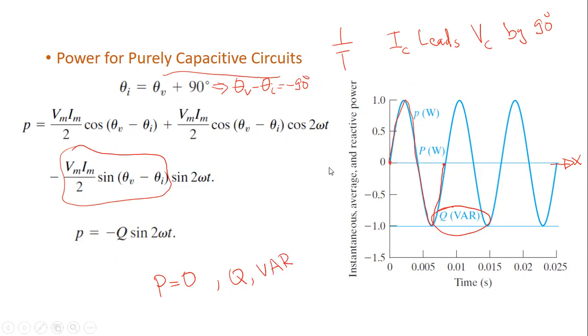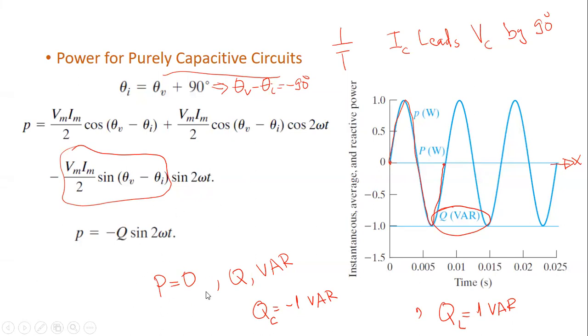In order to distinguish between the reactive power in the capacitor and the reactive power in the inductor, the reactive power in the capacitor is given with a negative sign. So QC in the capacitor is -1 var, while in the previous slide, QL was given as 1 var. So positive Q indicates that you have an inductive circuit. Negative Q indicates that you have a capacitive circuit.